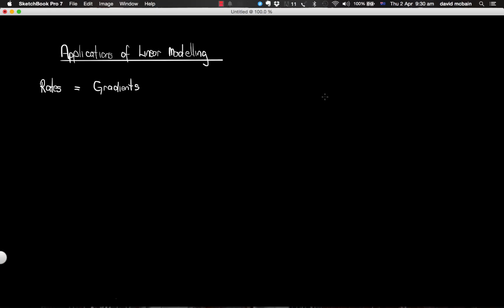Mr. McBain here again. We're now going to look at applications of linear modelling, in other words, solving problems using linear equations. Now, one of the key things that's going to help you is the idea of rates and gradients.